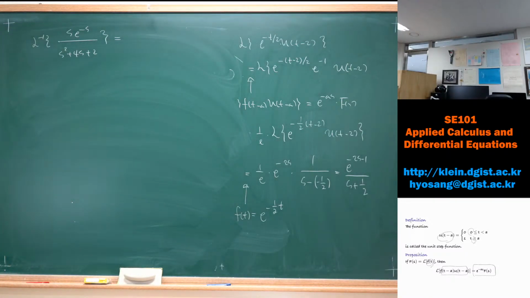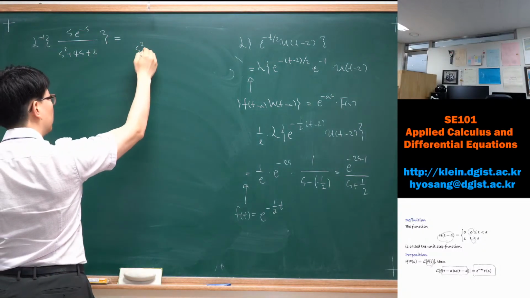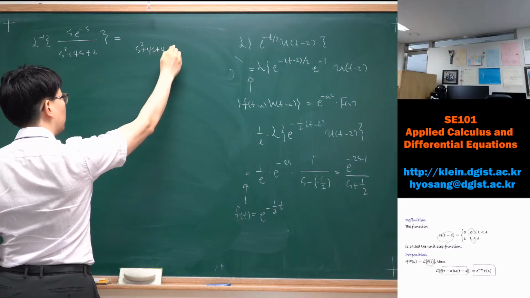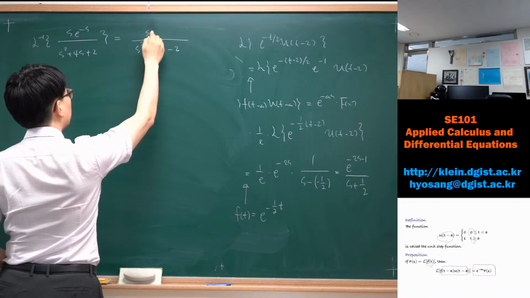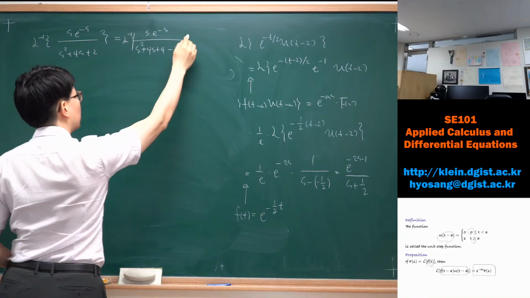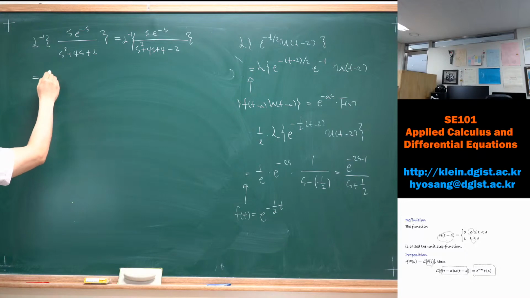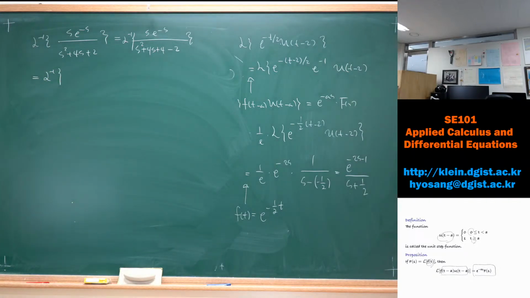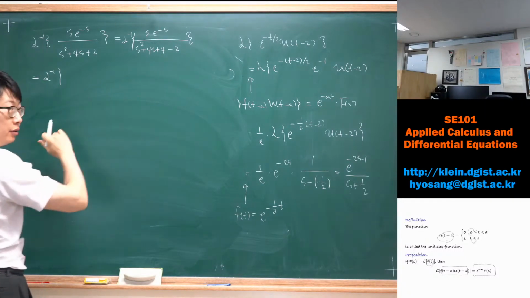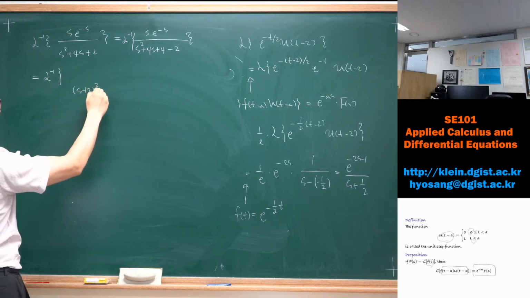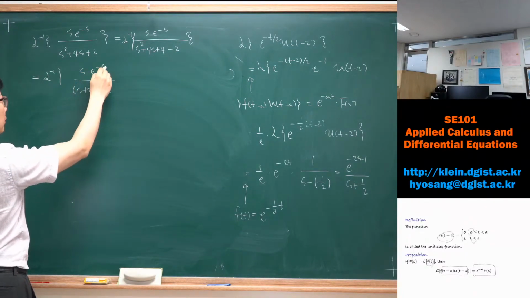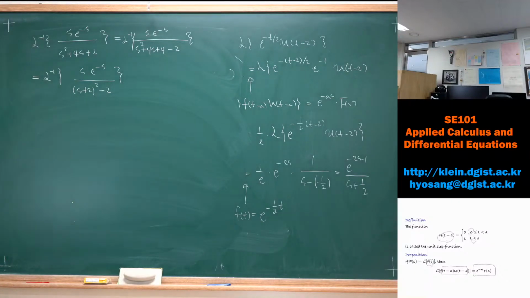So let's try to use s squared plus 4s plus 4 minus 2, with s e to the minus s in the numerator. You see how I'm doing? Then I'm going to make this a perfect square: s plus 2 squared minus 2, with s times e to the minus s. Now it gets something.